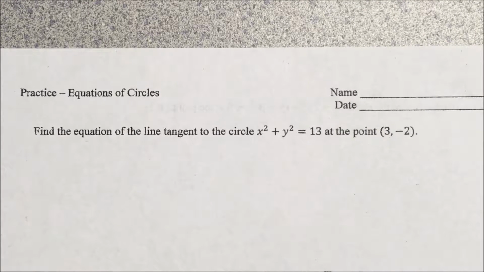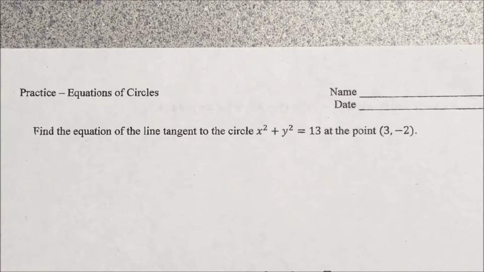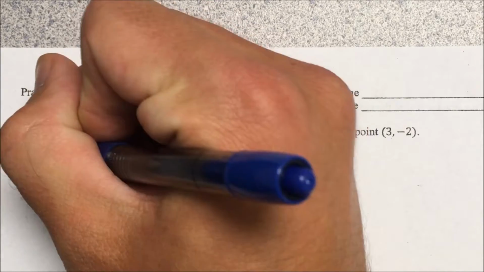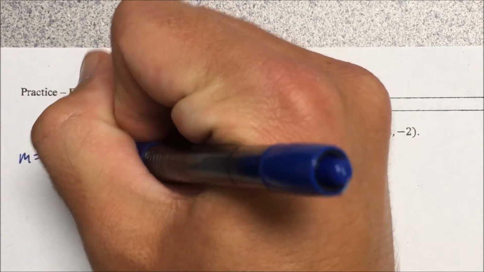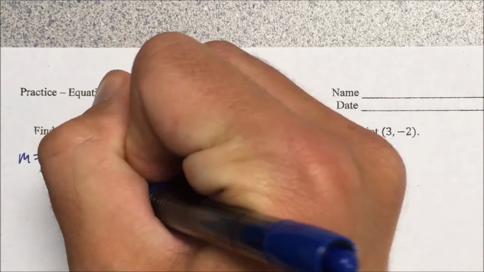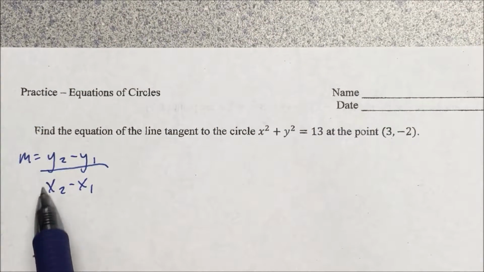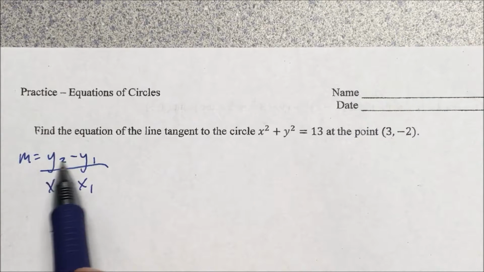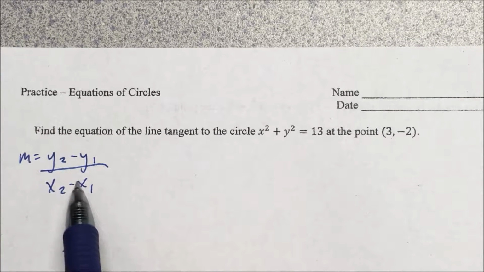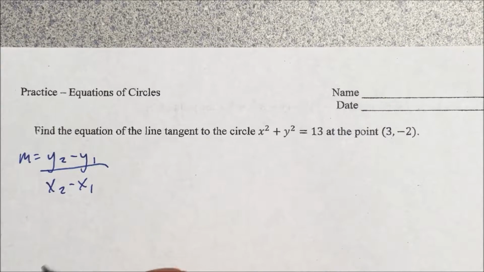Finding the equation of a tangent line to a circle, there's a couple things we've got to know. You need to know the slope formula, y2 minus y1 over x2 minus x1. That's just your change in y's over your change in x's, or some people say delta y over delta x, or rise over run, is your slope.